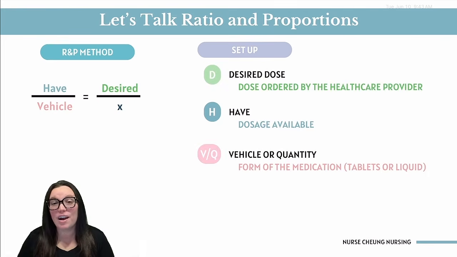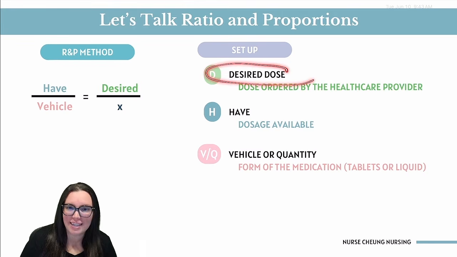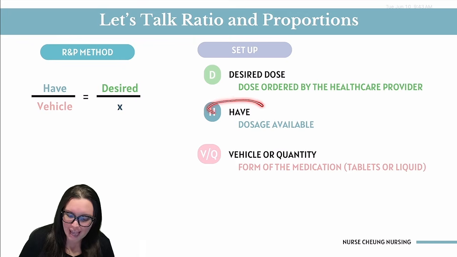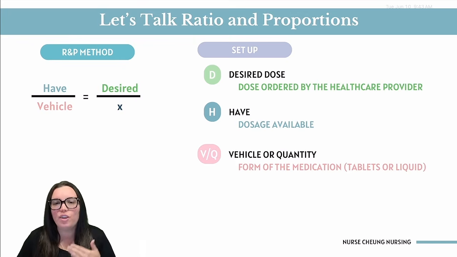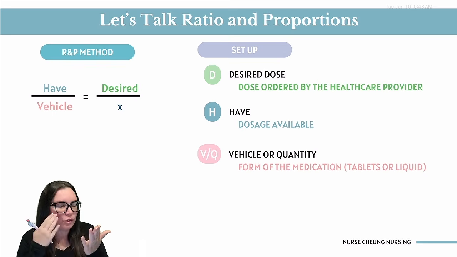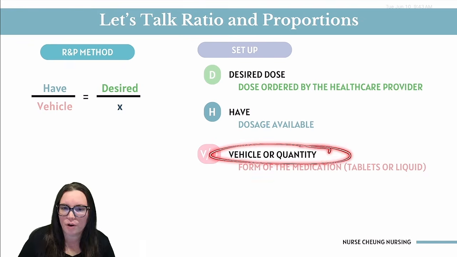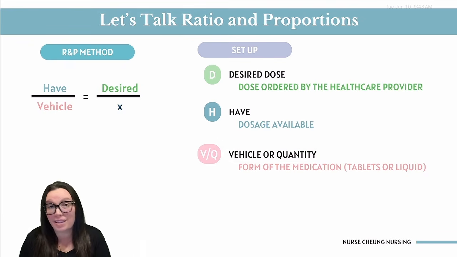So just like with our other fabulous calculation methods, the R&P method comes with its own lineup as well. We're going to have our desired dose. That's what the provider wants the patient to get. We're going to have the have dose. That's what you physically have in your hand. If you were looking at the printed label on the bottle, that is that dose. And then of course, we're going to have our vehicle or our quantity, and that's the form that the medication comes in. It could be a tablet, it could be an ml, it could be a fancy gummy. Who knows? Whatever it comes in.